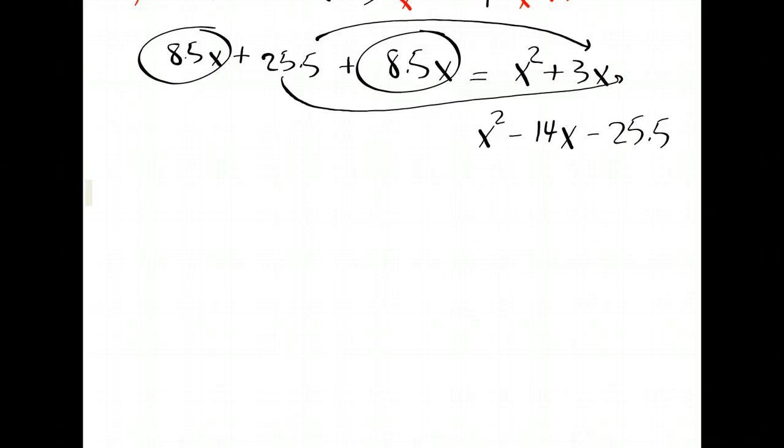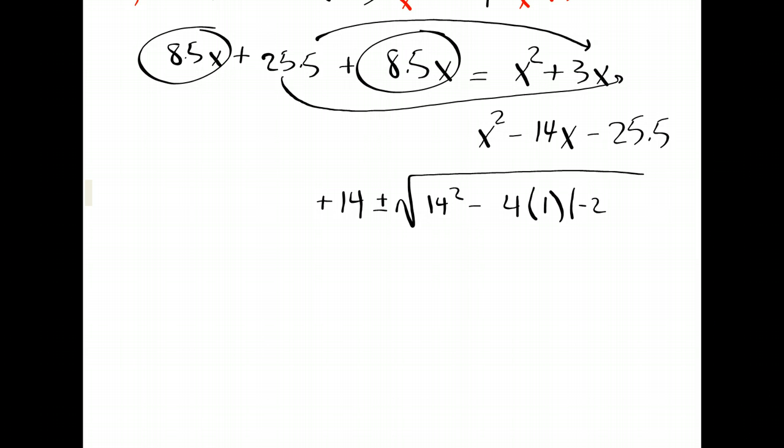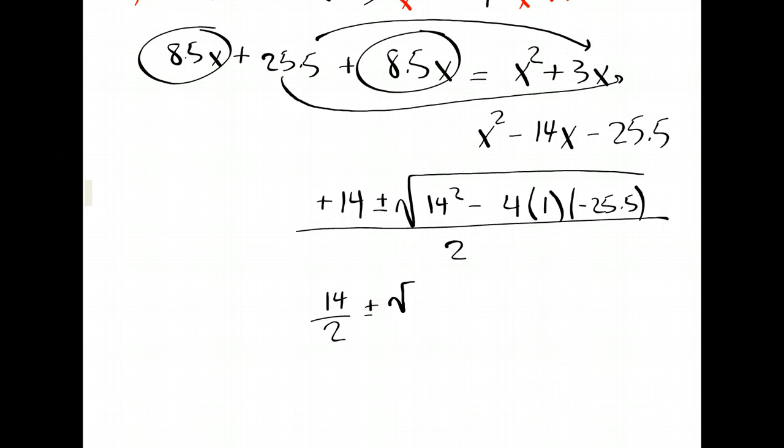which I think was the hint I gave you on the quiz. This one was ugly. So now you have to use the quadratic formula to solve this, and that would be the opposite of negative 14, so actually positive 14 plus or minus the square root of 14 squared minus 4 times 1 times negative 25.5, all over 2. Okay, well, 14 over 2 plus or minus the square root of, what is this stuff in here?